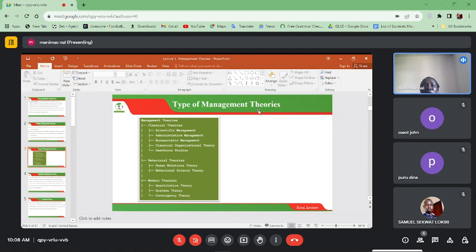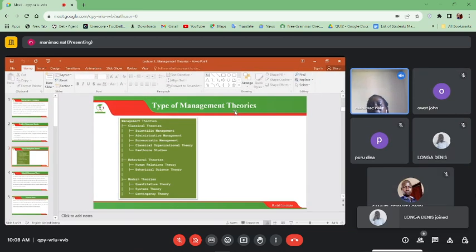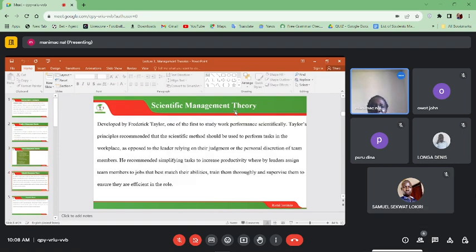Well, there are many other theories, but for today's lecture, we shall focus on those three categories of theory that we really feel we need to understand more, and how managers or leaders need to apply these theories. To start with, we shall look at scientific management theory. What is scientific management theory?